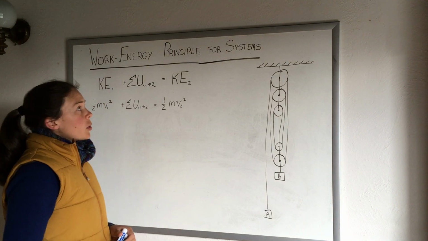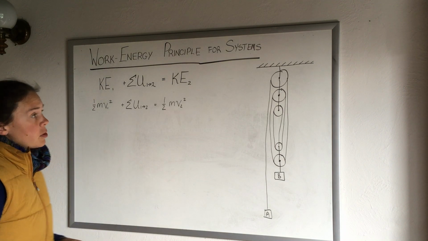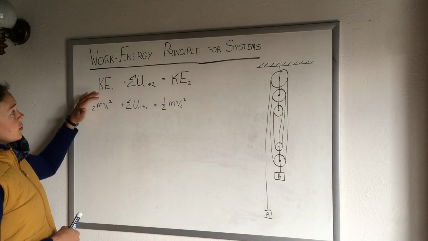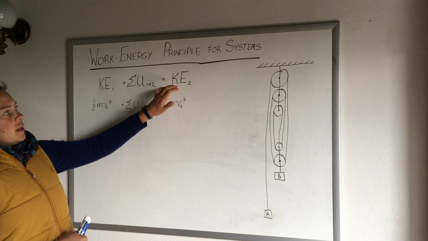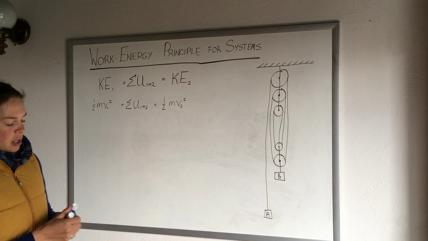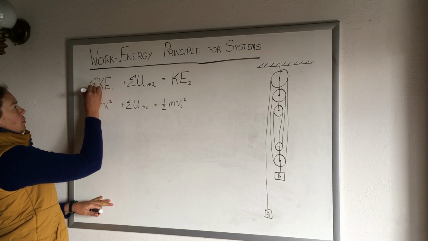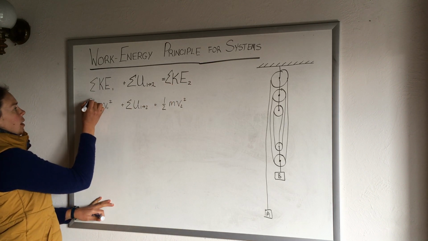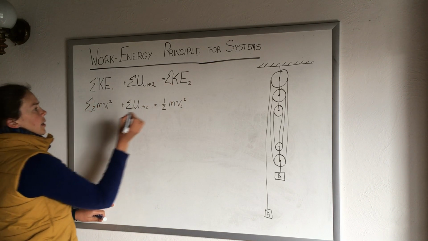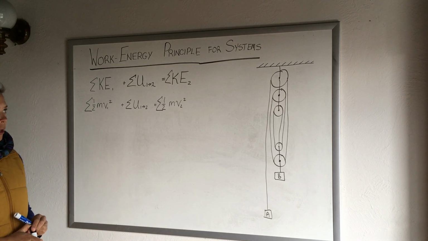We can also use the work energy principle for systems instead of just for a single particle. So we set up our same work energy principle equation where we have initial kinetic energy plus all of this work is equal to the final kinetic energy. And in this case, instead of having just one kinetic energy, we have multiple ones because we're doing a system. So we'll have the sum of the kinetic energy terms, but we'll still have all of the work.